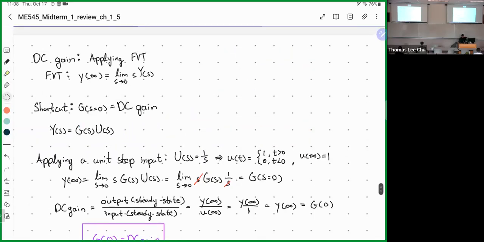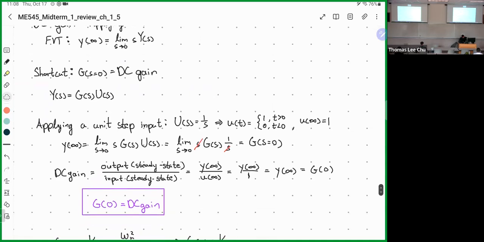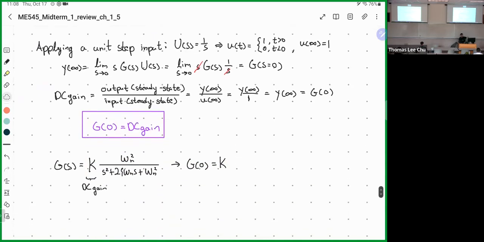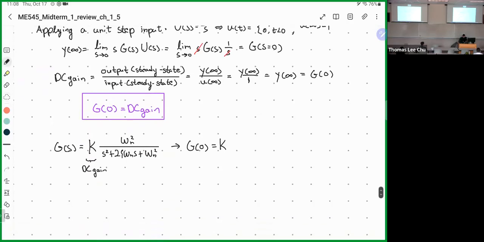All right. So we got that. Anyway, so that's DC gain. Basically, short story is just plug in s equal to 0 for your transfer function, you get your DC gain. And this only applies for stable systems. Unstable system has infinite gain. This is only for stable systems.